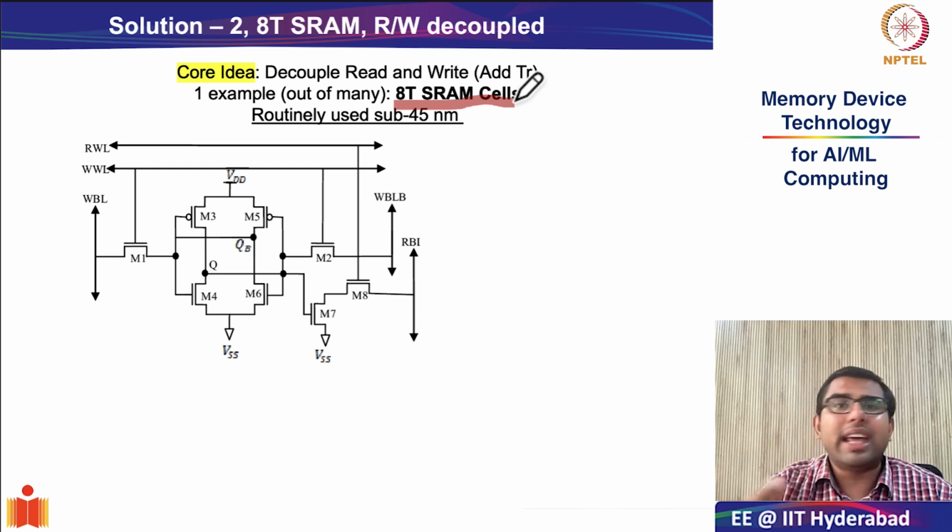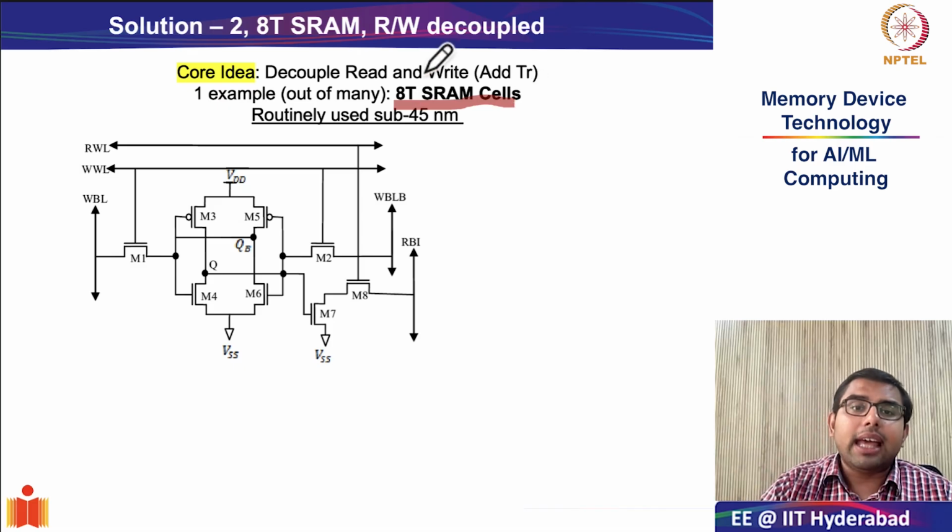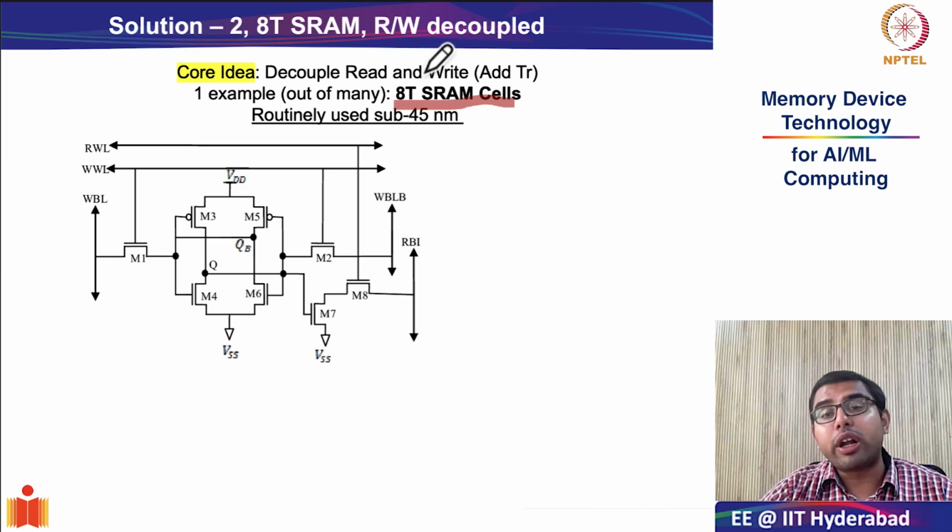Now, there are several examples of 7T SRAM, 8T, 10T, 9T SRAM cells, but I'm taking the example of this particular 8T SRAM cell because they are now being routinely used in the sub 45 nanometer node in order to improve noise margins and stability. Okay, so let us look at the structure of this 8T SRAM cell.